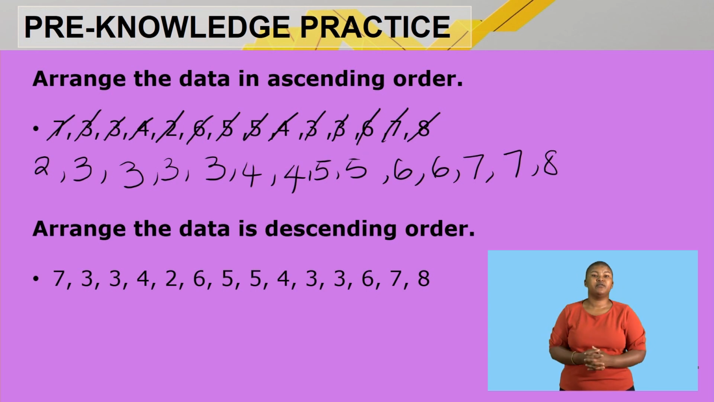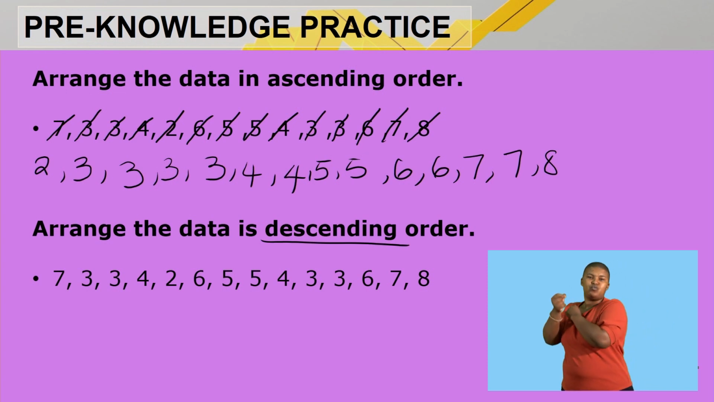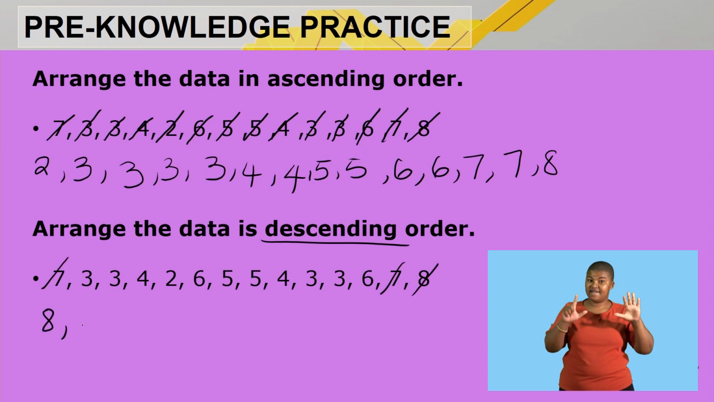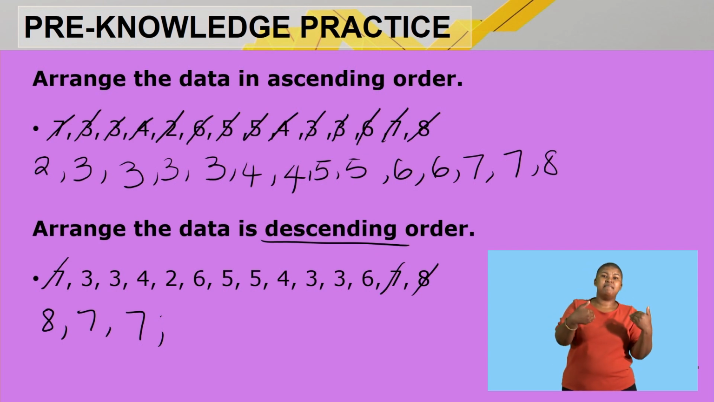Then the second one says arrange the data in descending order, meaning you are arranging from the biggest to the smallest value. So the biggest value we have here is an 8. You have an 8, you cancel it out. Then 7, you have two 7s, so it's 7, 7. So you are simply rearranging this data from biggest to the smallest, so you have a 6 and a 6 here.